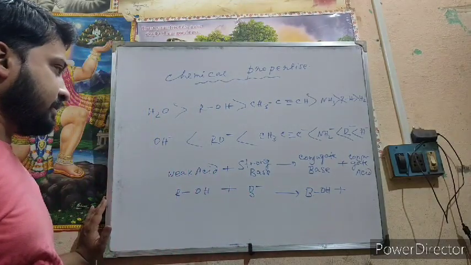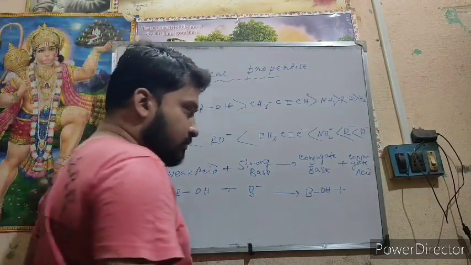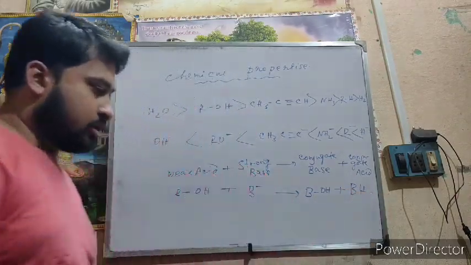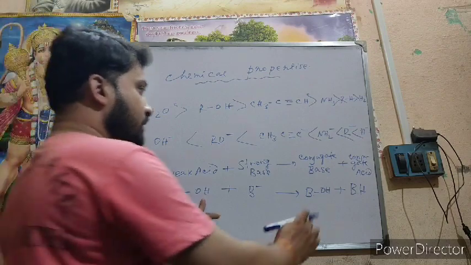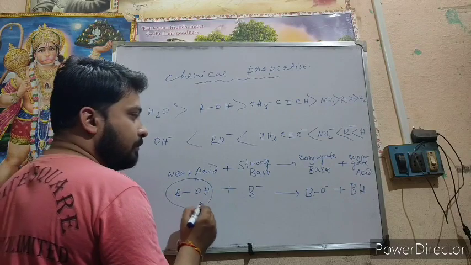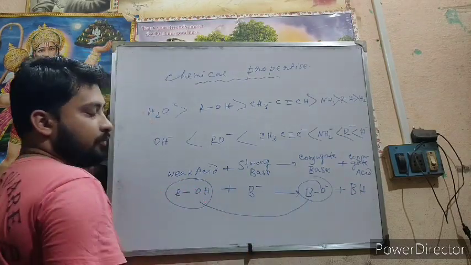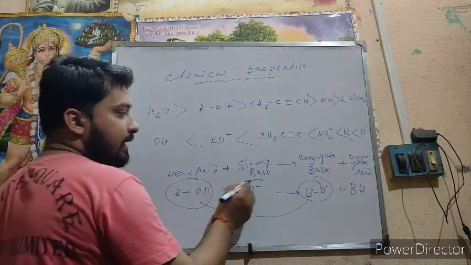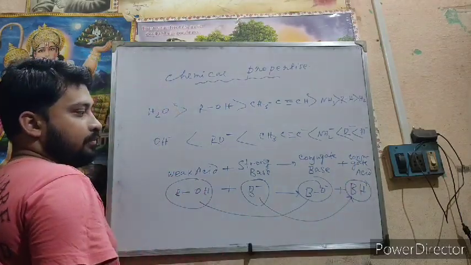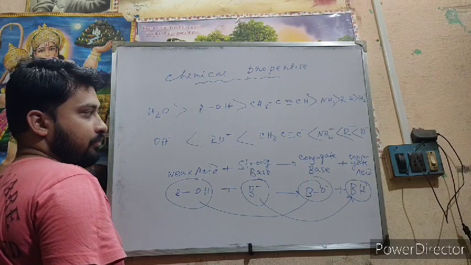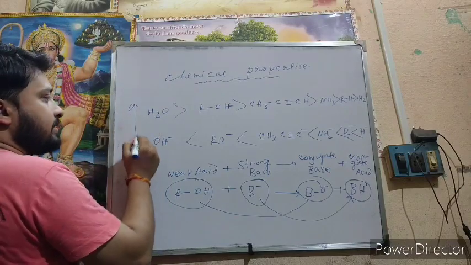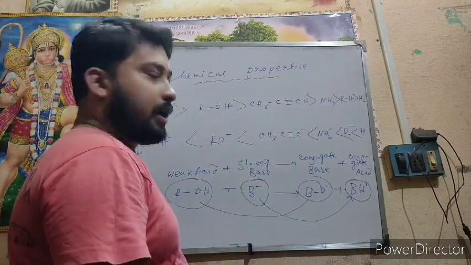As it is a weak acid, its conjugate base is strong. As it is a strong base, its conjugate acid is weak. Through this Bronsted-Lowry theory, we can solve this answer easily. Okay.